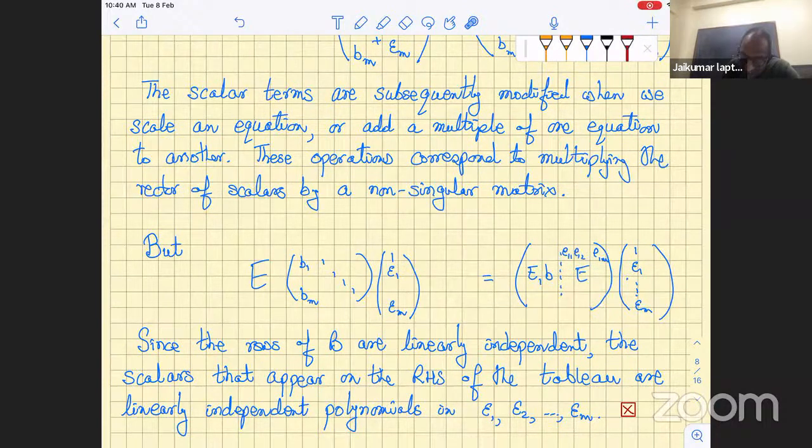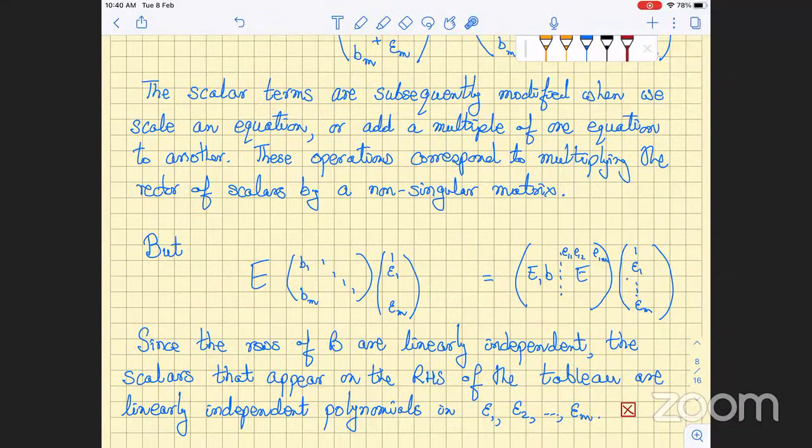Okay, so now suddenly we treat these epsilon i's as somehow abstract basis vectors in some vector space. So we are working in the vector space of polynomials in m variables. Yeah, okay, go ahead. Please say.